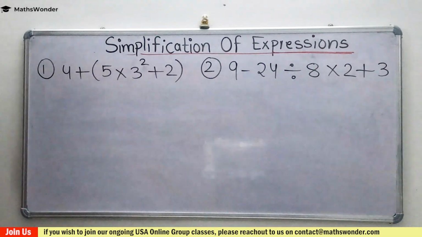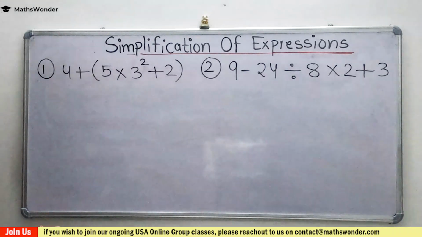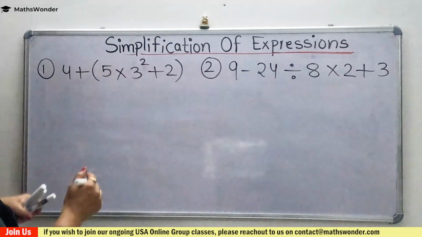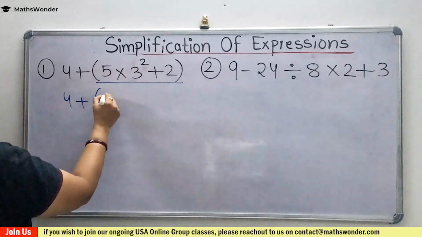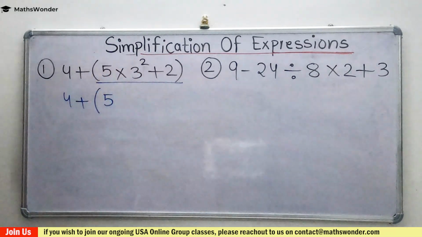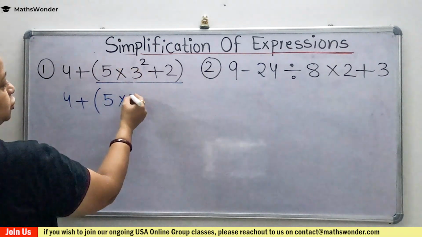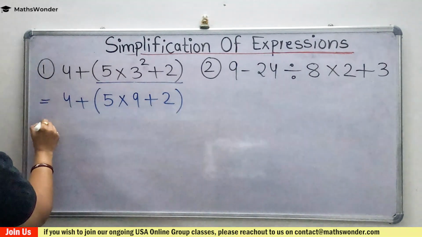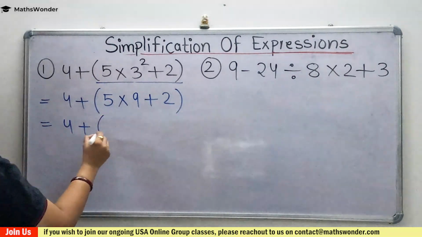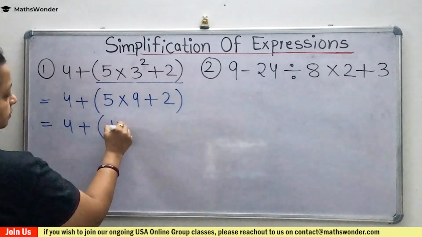First, as we know, we need to solve according to the sequence. You will solve the parenthesis, right? This is your parenthesis. So 4 plus, first you will solve the parenthesis, and inside the parenthesis we have the exponent. So first you will solve it. 3 times 3 will be 9, right? Now 4 plus 5 times 9. Now first you will solve the multiplication. So 5 times 9 is 45 plus 2.